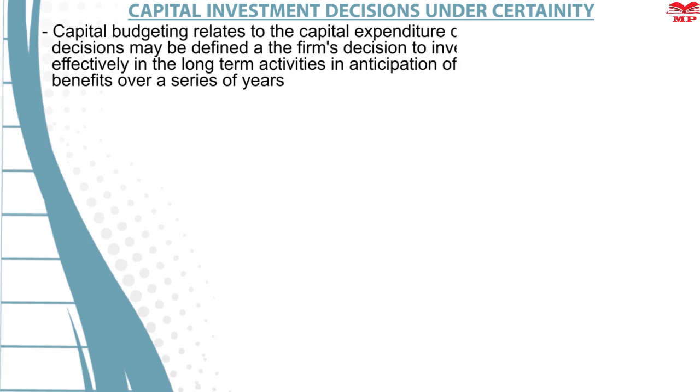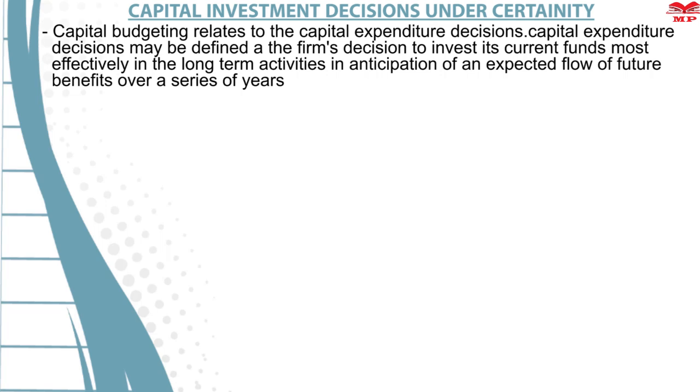So capital budgeting relates to the capital expenditure decisions. Capital budgeting or capital expenditure decisions may be defined as the firm's decision to invest its current funds most effectively in the long-term activities in anticipation of expected flow of future benefits over a series of years.